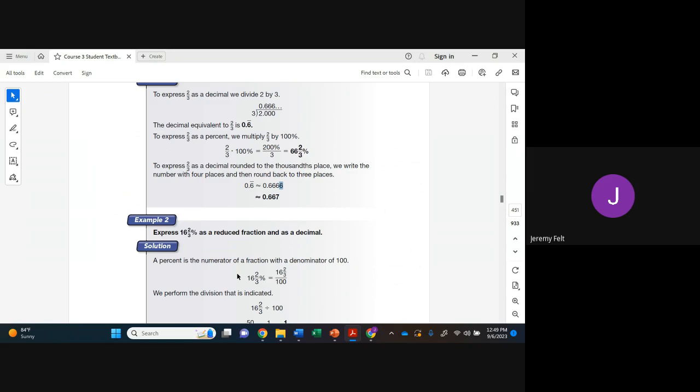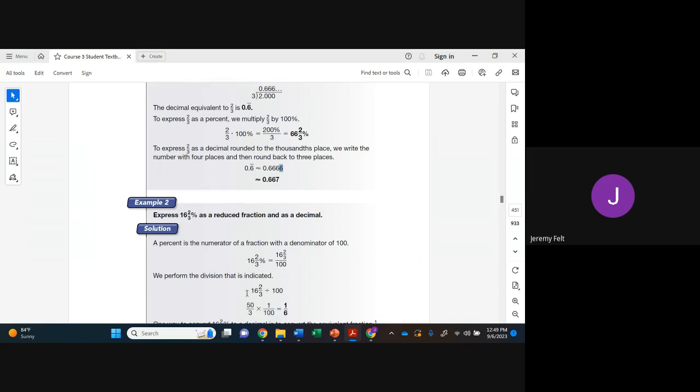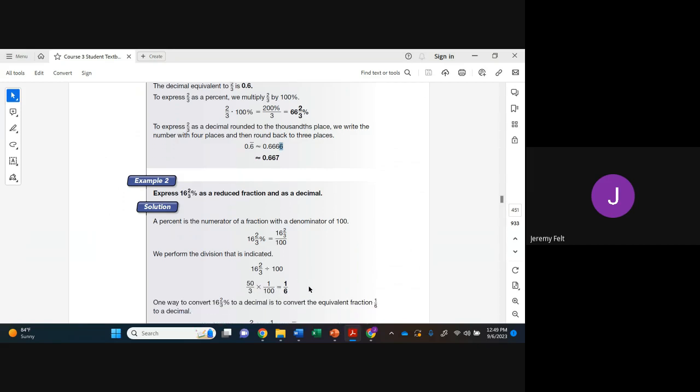Or if we have a fraction, we get 16 2/3 divided by 100. This is a complex fraction, so we need to make our mixed number an improper fraction. Dividing by 100 is the same as multiplying by the reciprocal. So we get 50/3 times 1/100, because dividing by 100 is the same as multiplying by 1/100. And 50 goes into 50 once and into 100 two times, or 1 times 1 is 1, 3 times 2 is 6, so it's 1/6.